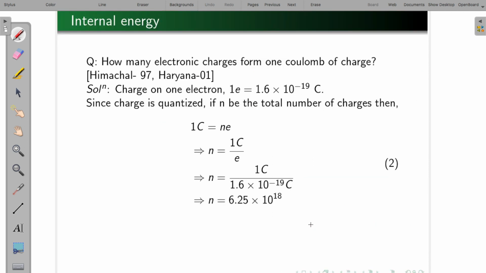Now coming to the numerical problems, I have taken here a very simple numerical problem which is asked in board exams like Himachal Pradesh and Haryana. What is the question? How many electronic charges form 1 coulomb of charge? Okay, this is the problem. Let's solve it.